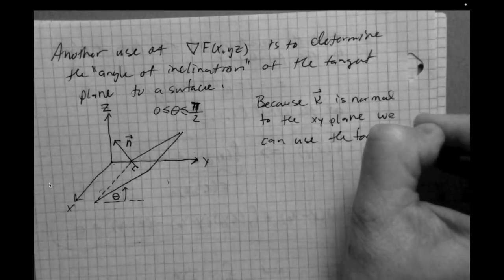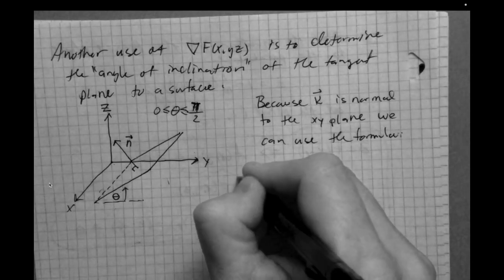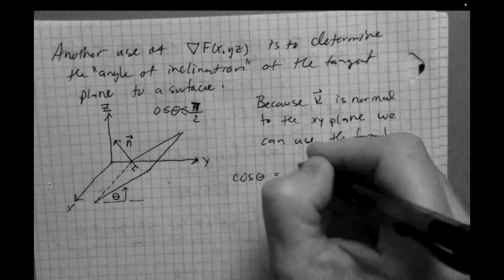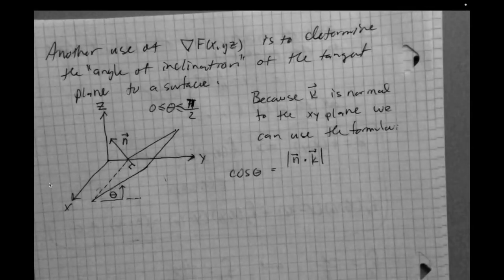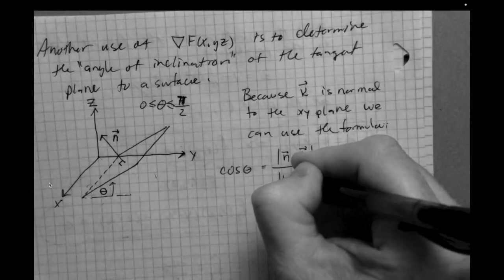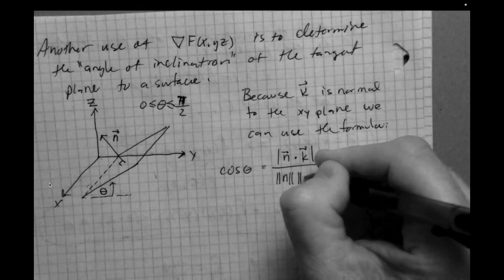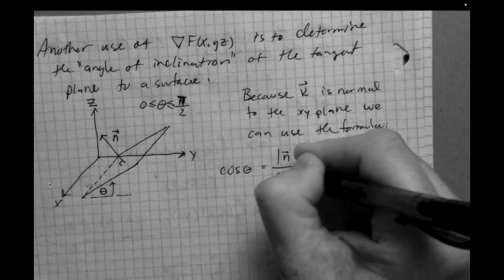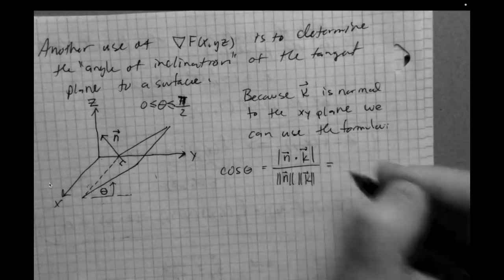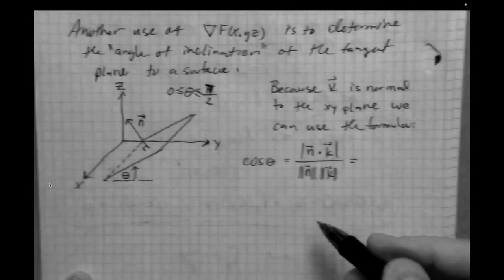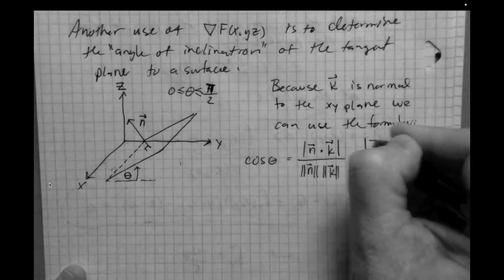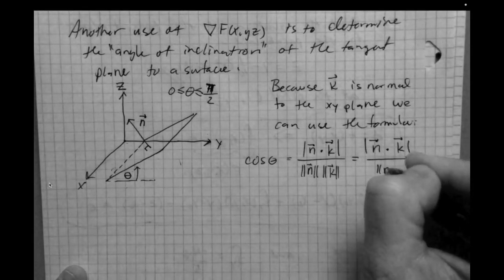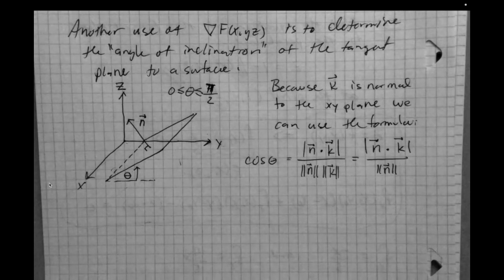We've used this formula in previous sections, and the formula looks like this. It's cosine of theta equals n dot k divided by the norm of n times the norm of k. Okay, and then of course k is a unit vector, so the norm is 1 there. And so a simpler way to write it is to acknowledge that fact, leave it off, and just write it like this. Okay, and so that is the formula we can use.